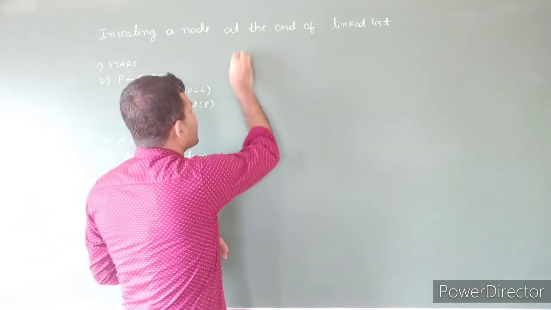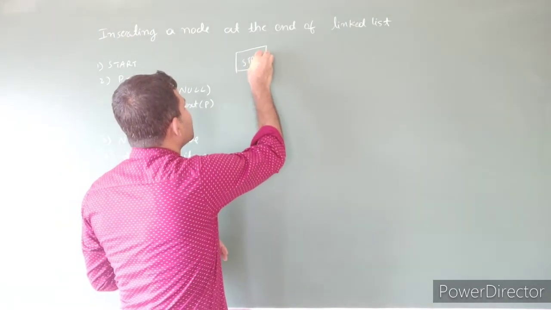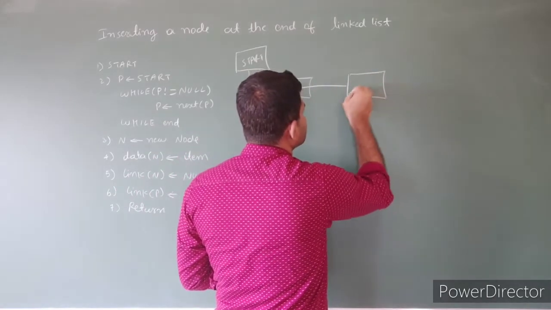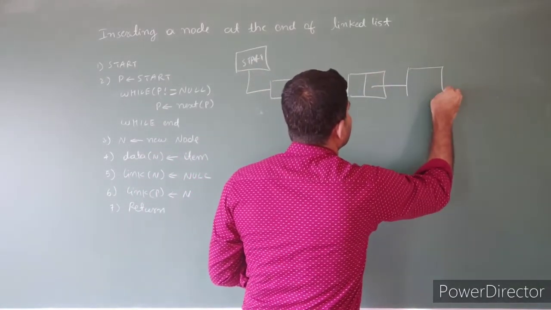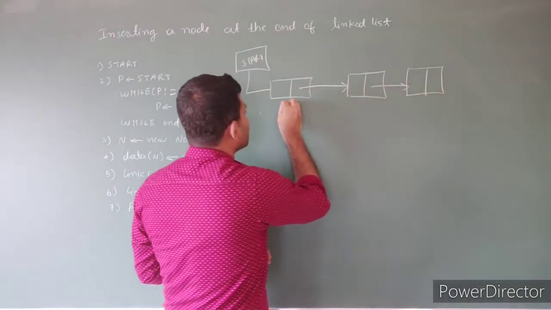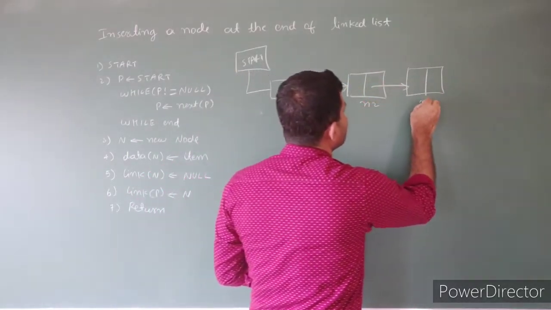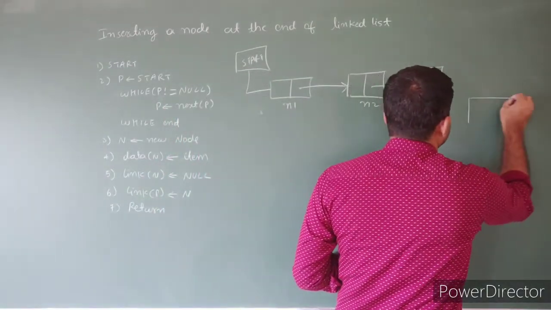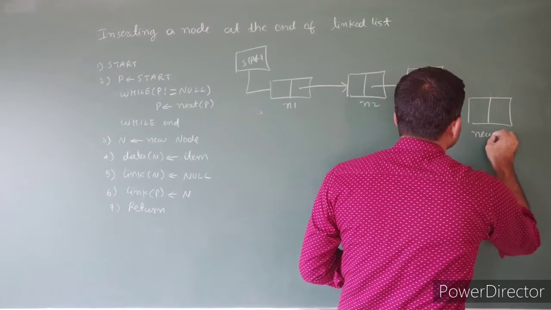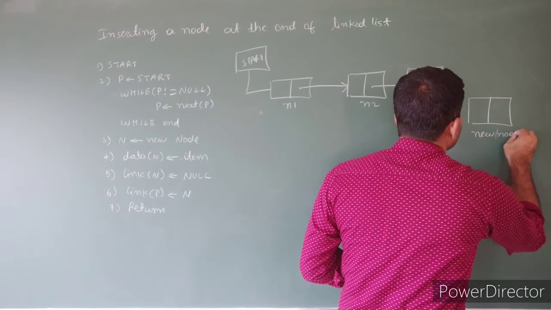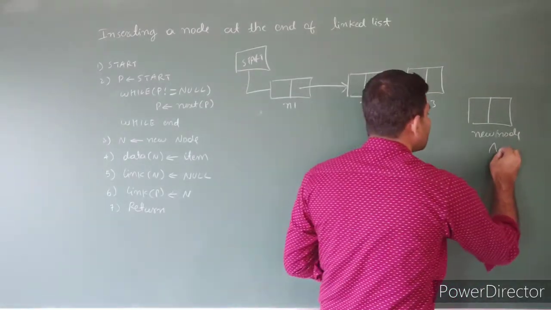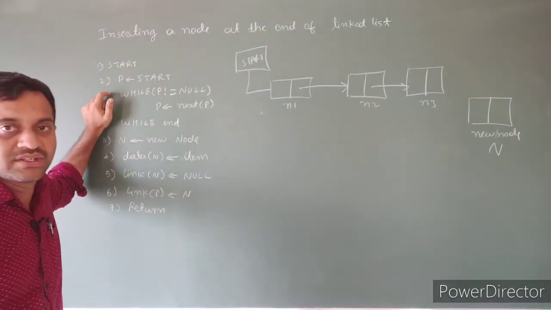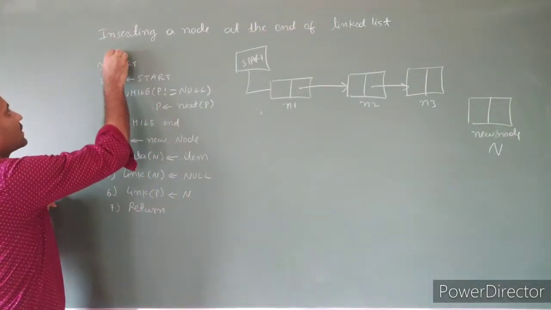See here, this is the starting address, that is the starting pointer. Then these are the nodes. Assume that there are 3 nodes, N1, N2, N3. We have to insert a new node at the end. This is the new node. Here the name of the new node is capital N. Then we use a temporary node, that is P, just to trace the algorithm.